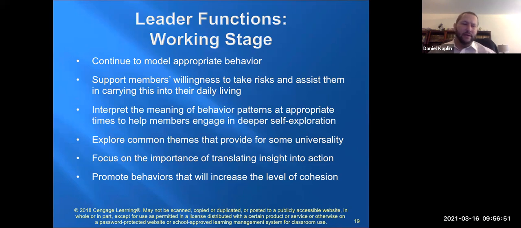So in the event that you see someone is stuck or about to have a catharsis, you might do a deeper dive. You might look for common themes across members of the group to provide some universality. I like to use the phrase, can anyone join this person with this experience? Has anyone had a similar experience, right? And with that, you're identifying universality. And then you're promoting behaviors that will increase cohesion as a function of decreased conflict.